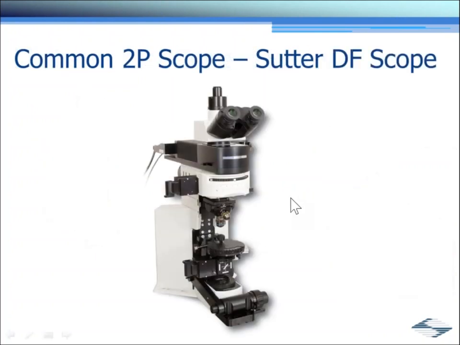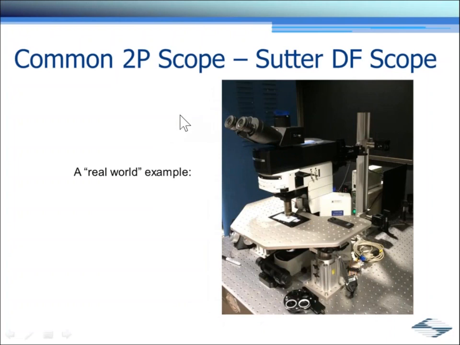So here is what I'm using as an example of a common two-photon microscope. This is actually a Sutter instrument. It's a modification to an Olympus BX51. It's a two-photon modification by adding this component that I'm highlighting here. So let's talk a little bit about that. Here is a real-world example. This is an instrument at Duke University.